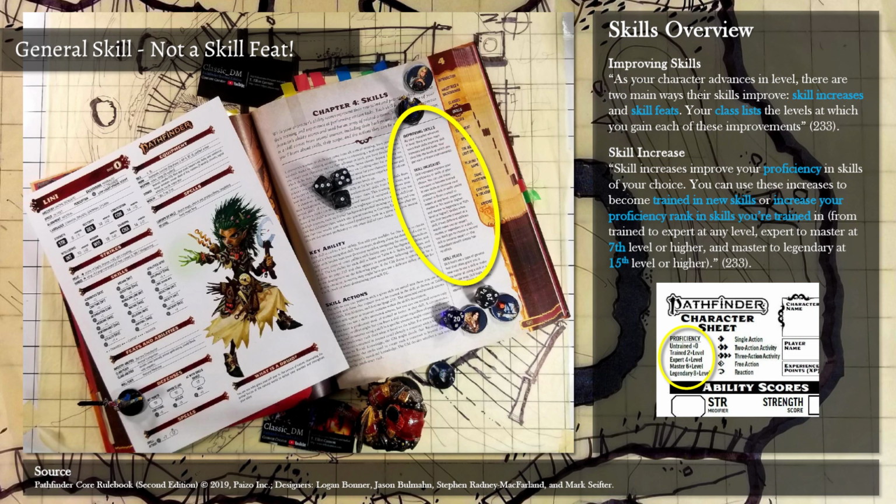So when you're doing these checks against difficulty class, you're going to need that proficiency bonus. Getting something at least to trained will allow you to take into consideration your key ability score, allow you to take into consideration what rank you have in the skill, whether it's trained, expert, master, or legendary, and then obviously your level.